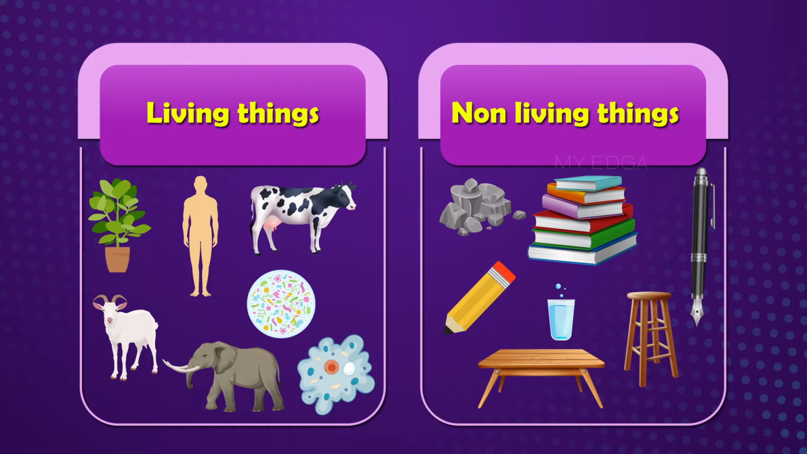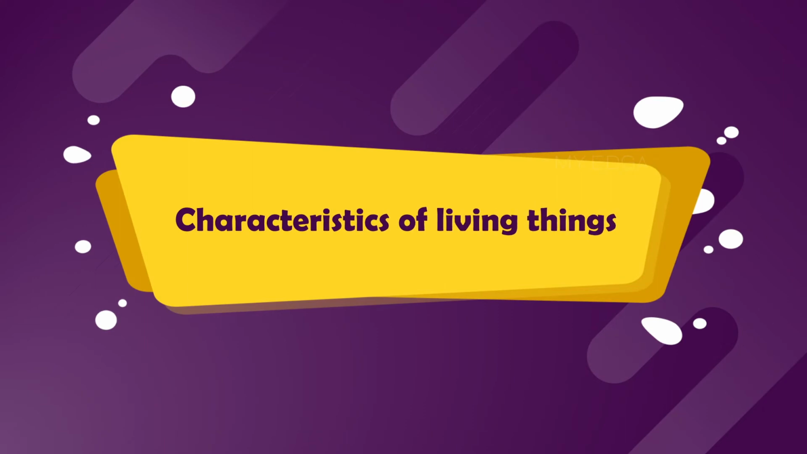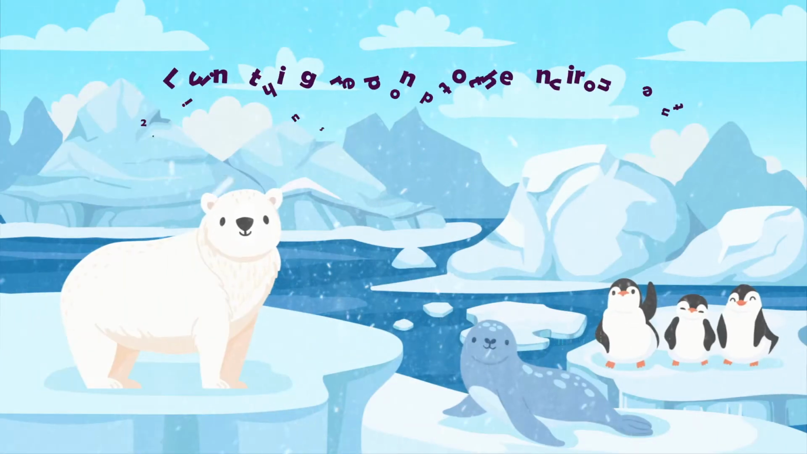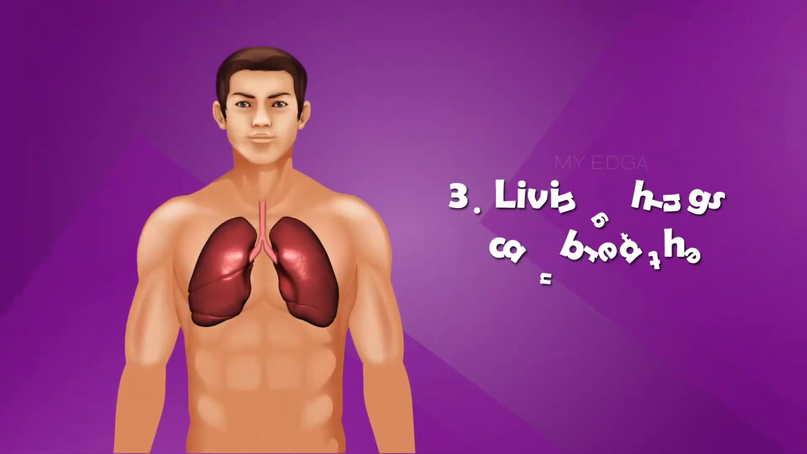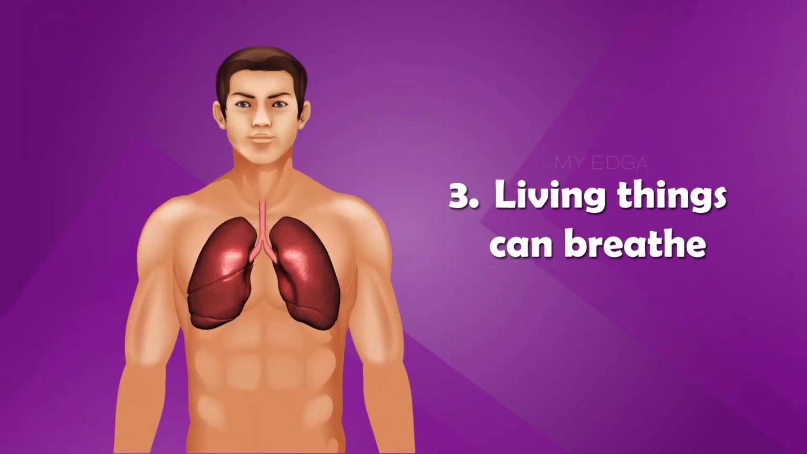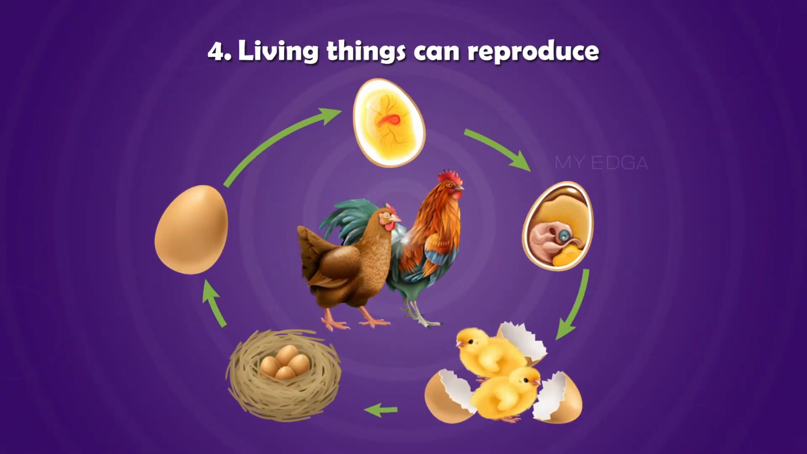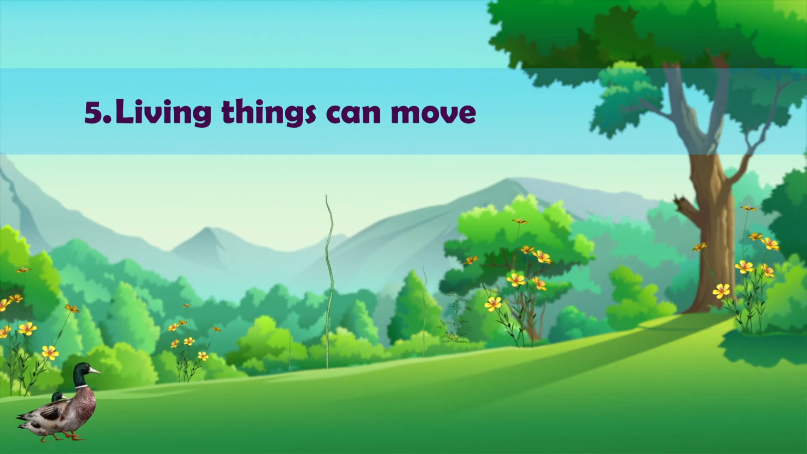Now, we can see the features that differentiate living things from non-living things. Let us see the characteristics of living things. Living things grow. Living things respond to the environment. Living things can breathe. Living things can reproduce. And living things can move.